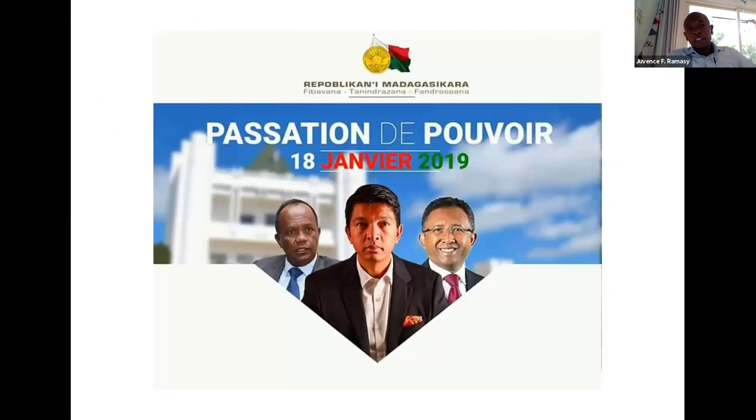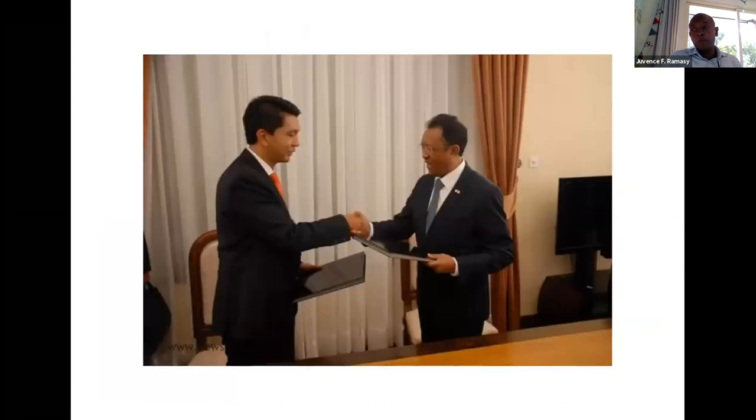Then, after the election in November 2018, a new president was elected. Then there was the transfer of power in January 2019. So among the three presidents, the interim president, the incumbent one, and the elected president, there was a handover between the incumbent and the interim president, and then between the new, elected president and the former president.